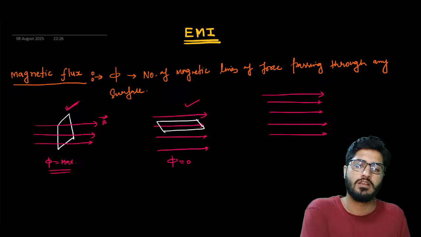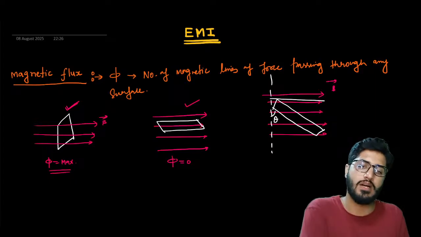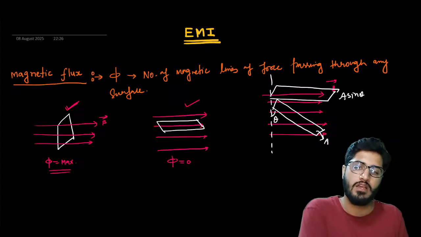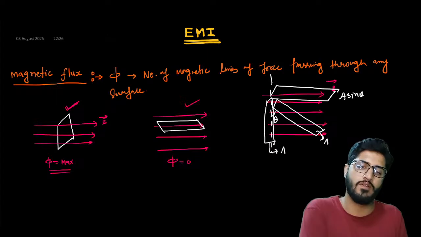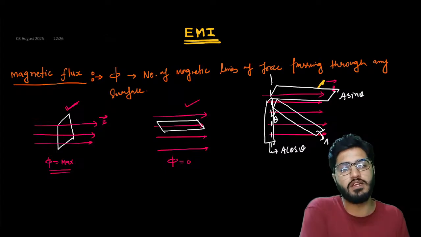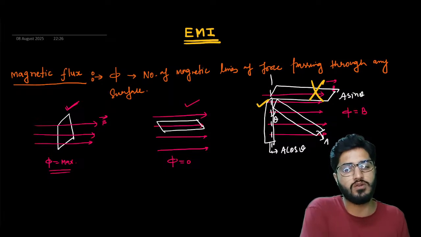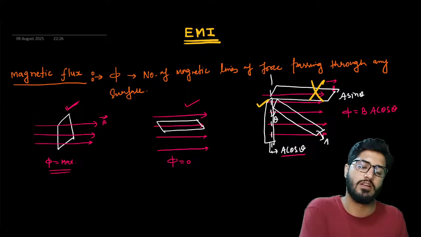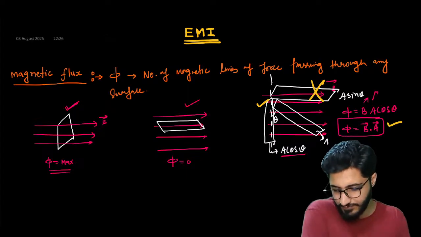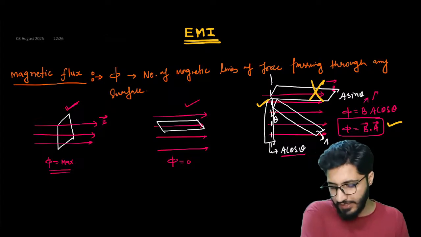Now if this is my magnetic field B, and my area is placed in this way, what we can do is take a component form of it, theta. One component will be like this. If the area of this plane is A, this becomes A sin theta, and this plane becomes A cos theta. From this plane no flux will cross, from this plane maximum flux will pass. So phi comes out to be magnetic field into A cos theta. A is my area vector, B is my magnetic field, so phi is B dot A vector. This is my equation of magnetic flux.